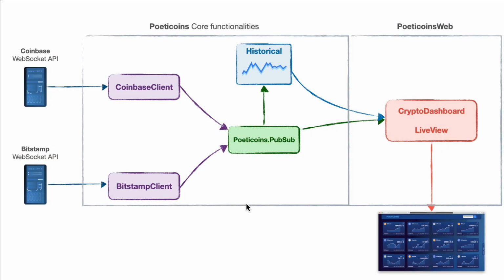Let's make a recap of what we've done so far. We've created a Poetic Coins application which connects to multiple cryptocurrency exchanges via their WebSocket API. The clients receive trades in real time and they broadcast these trades using Phoenix PubSub. A separate historical process receives the trades via the PubSub, keeping the most recent trades in the process state. In this way, we can easily get the updated prices from the historical whenever we need.